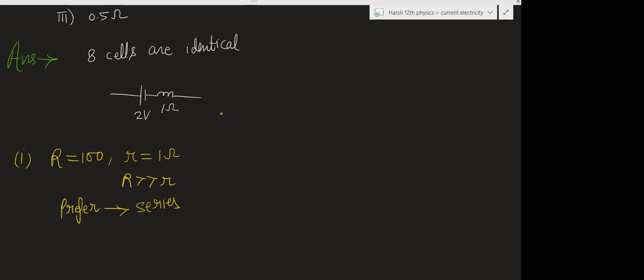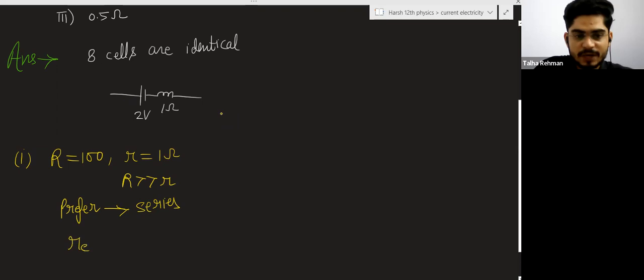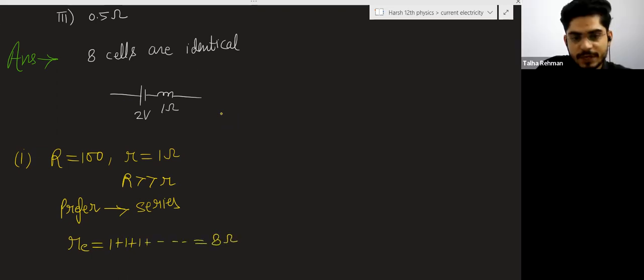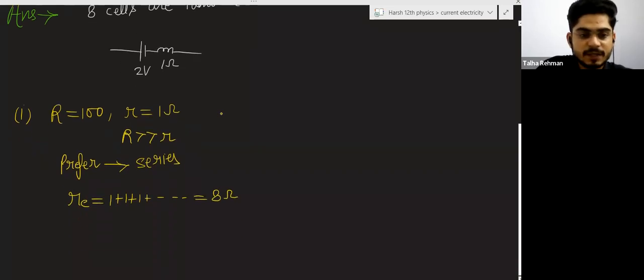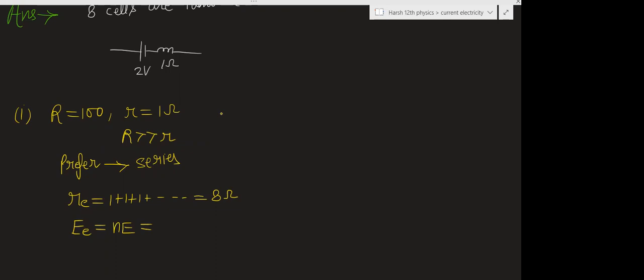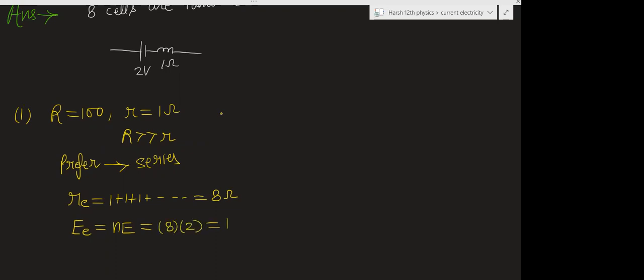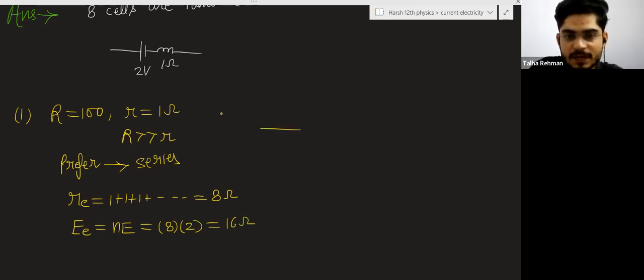So you are connecting 8 resistances in series, and you will get equivalent internal resistance of 8 ohm. And for the equivalent EMF, you are connecting n cells, where n is 8 and E is 2, so you get 16 volt.